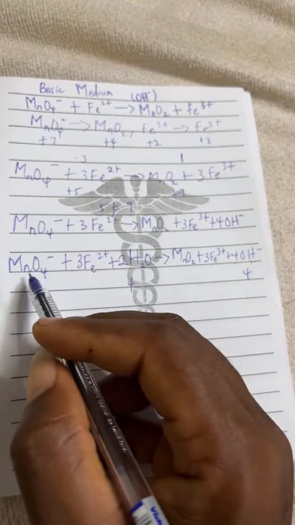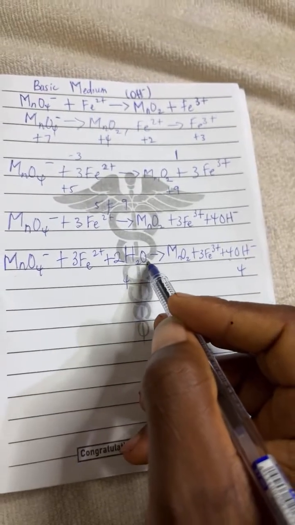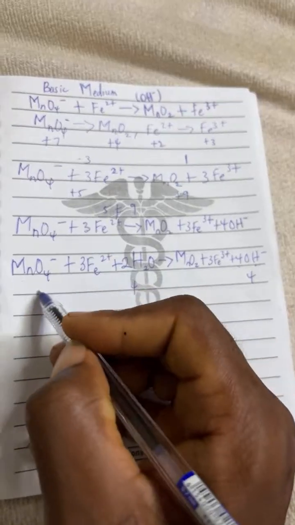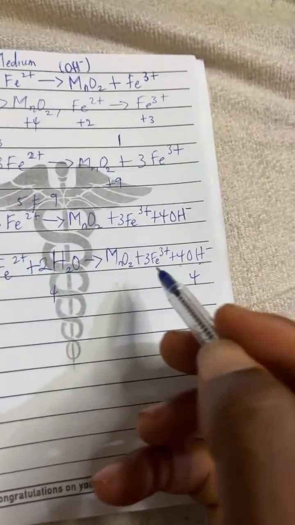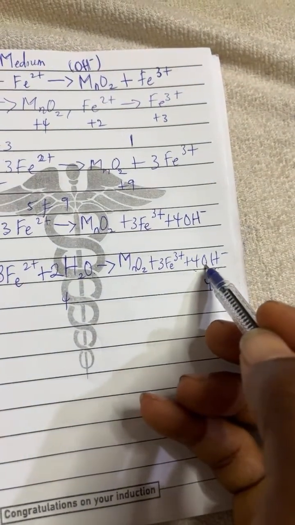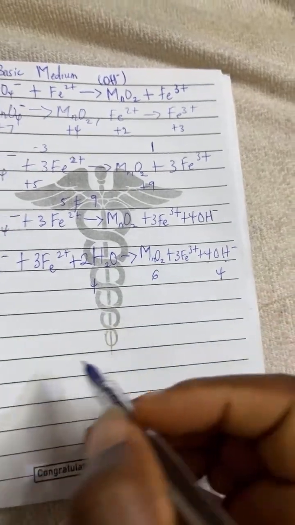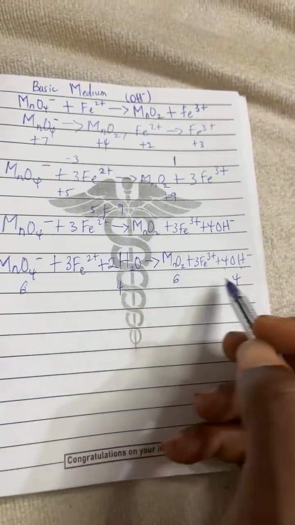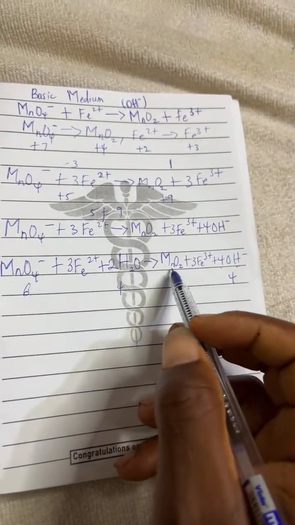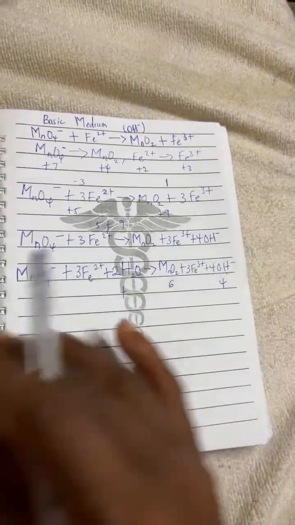Let us check if our oxygen is also balanced. We have 4 oxygen here and then 2 here. 2 times 1 is 2, so 2 plus 4 is 6. So we have 6 oxygen. Let's check if we also have 6 oxygen here. We have 2 oxygen here and we have 4 here. 4 times 1 is 4, so 4 plus 2 is 6. You can see we have 6 oxygen, 4 hydrogen, and the charges are also balanced. We have 1 Mn, 1 Mn, 3 Fe, 3 Fe. So you can see everything is balanced.